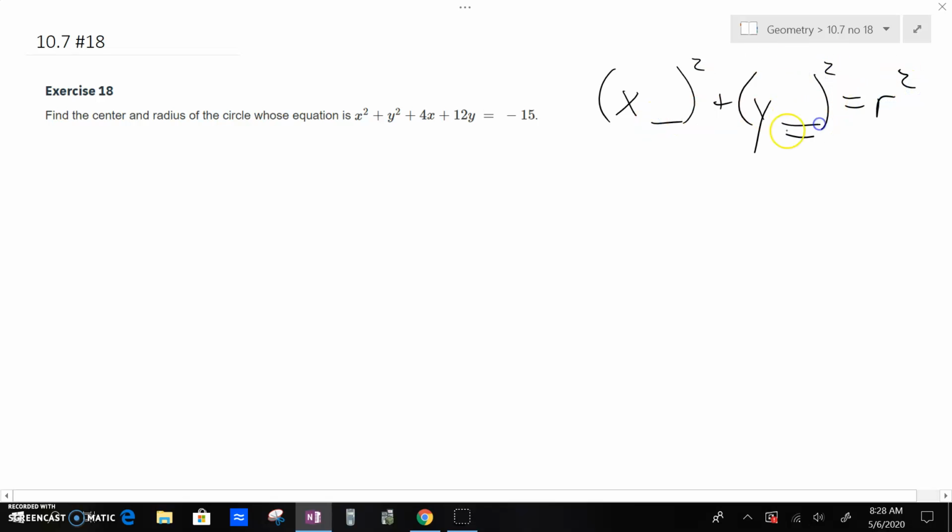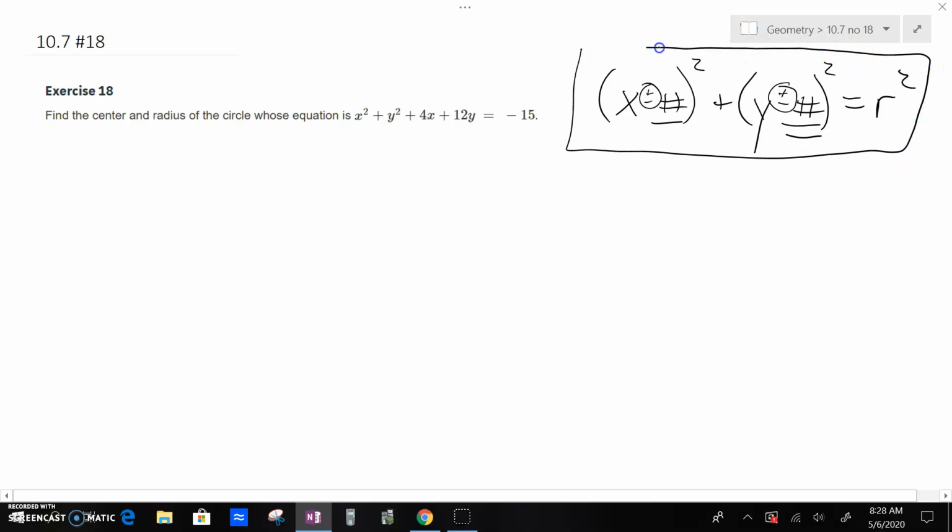And you're going to have parentheses x, and then there's some number here, and then y, and there's some number here. And it can either be a plus or a minus sign. We don't know which right away. And then the radius is going to be squared. So it's always going to take this format. That's the standard form for a circle.